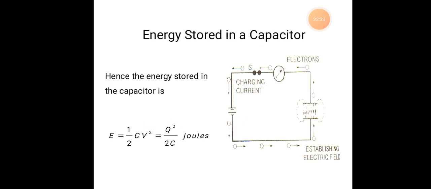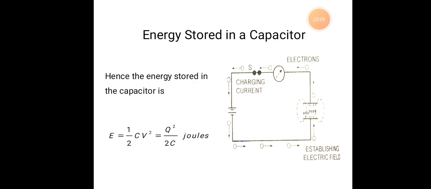Energy stored in a capacitor. So that is the energy stored in the capacitor, that is called energy E, which is equal to 1 by 2 into CV square, that is equal to Q square by 2C. The unit is joules. Remember this equation, which can be used in problems on the energy stored in a capacitor.